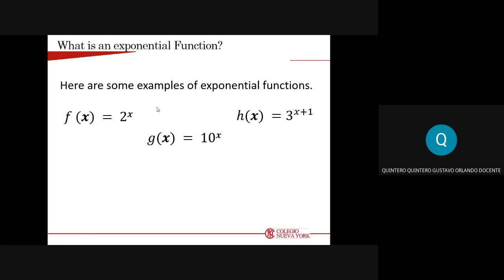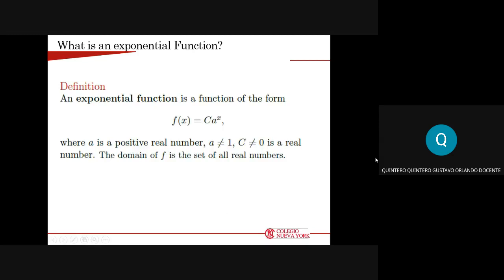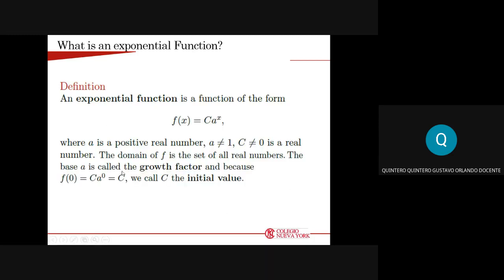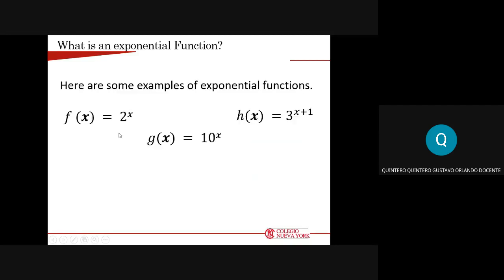In the chat, please. Now, in case you don't remember, a is the growth factor. So is this value here, the one that is being elevated to the x. The one value that is being elevated to the x. That is the growth factor. So what is the growth factor in our function f?